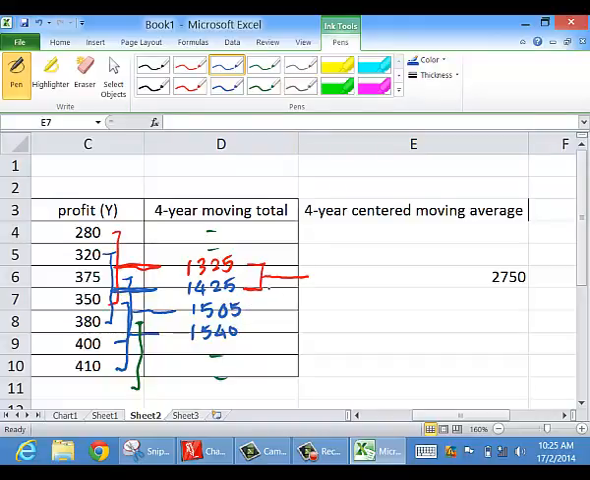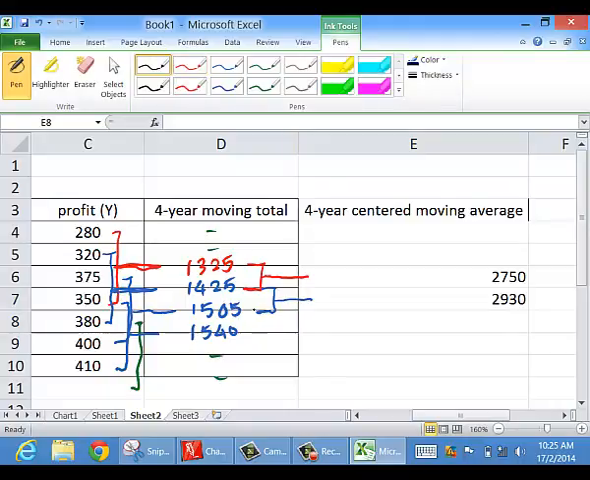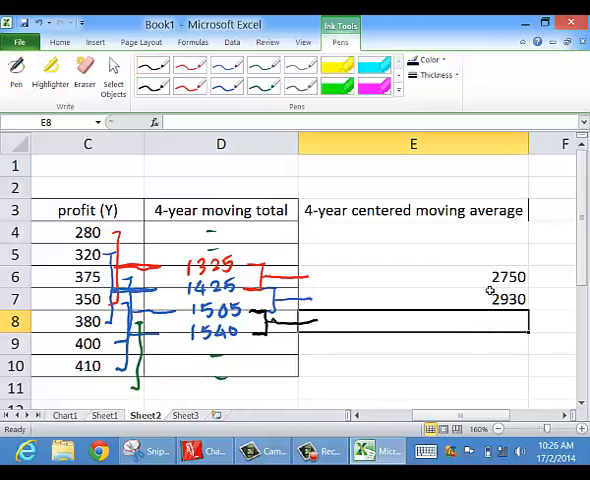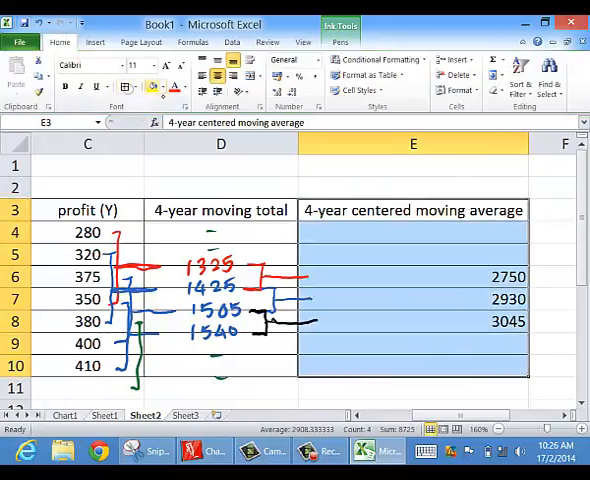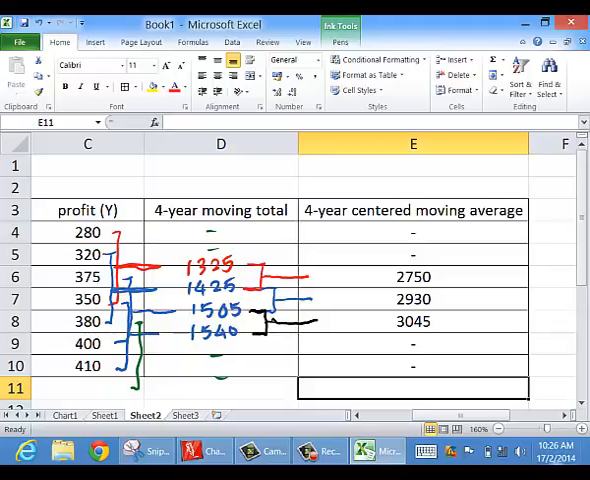Right, then next, the method is same with moving total. So you ambil 1425 plus 1555, you letak di tengah-tengah. So this one should be 2930. Right, and next 1505 plus 1540, you letak di tengah-tengah. So this one should be equal to 3045. So this is your centered moving total. So not moving average, but moving total. So above value is null. Boleh ikut? Boleh faham? Boleh?